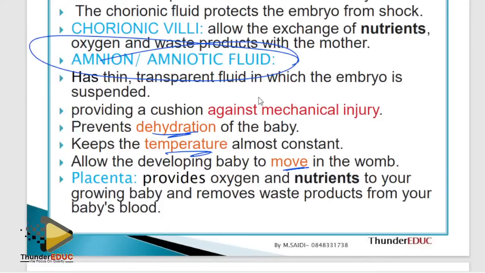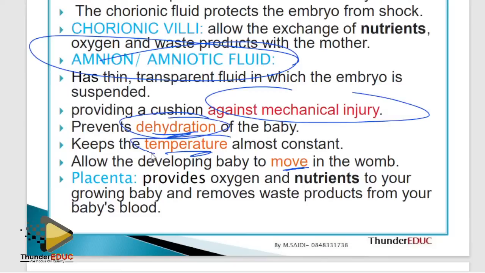You understand? Amniotic fluid is responsible for mechanical shock or shock absorber, or cushion against mechanical injuries, prevention of dehydration, keeps the temperature almost constant, not constant, almost constant, and then allows free movement of the baby. You understand? Please.